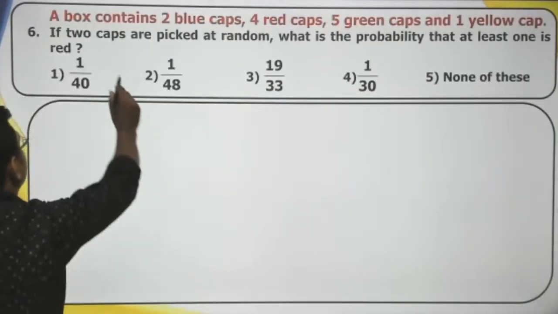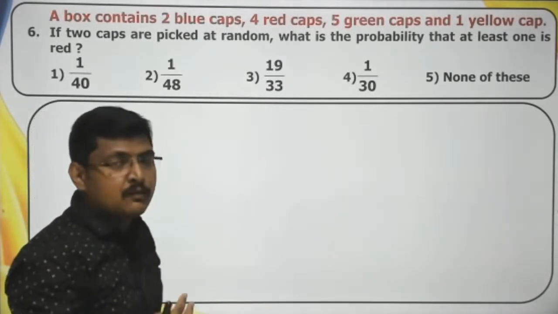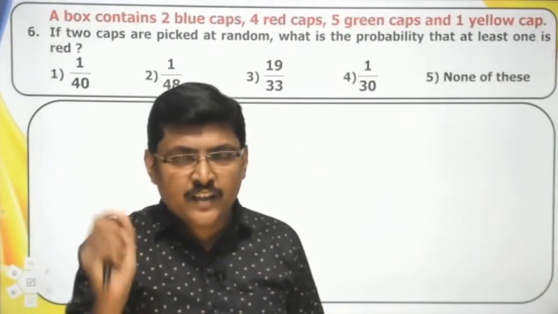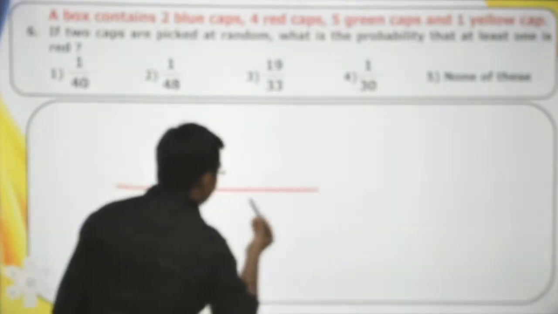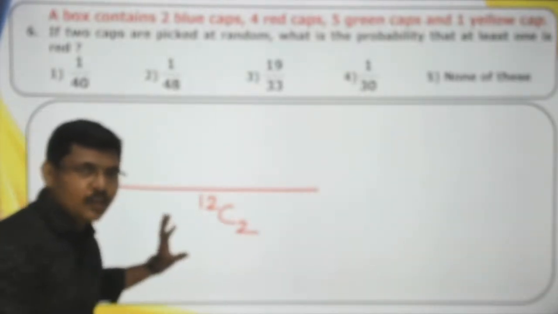Here, if 2 caps are picked, as I said, if I am selecting more than one at a time, of course we need to write combination, right? So the frame will be like this. We know the total 12 balls are there. From that 12 we need to select 2 balls. That is a condition, correct? So this is the total possibility.